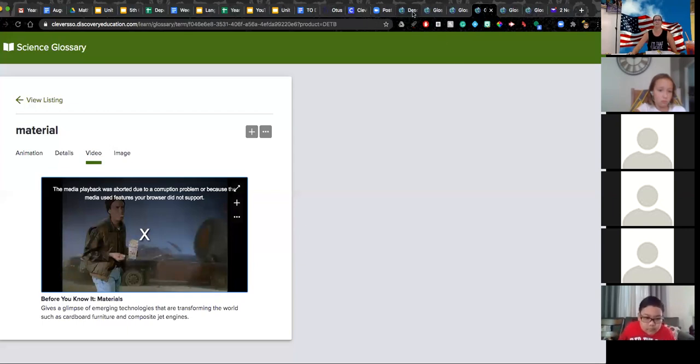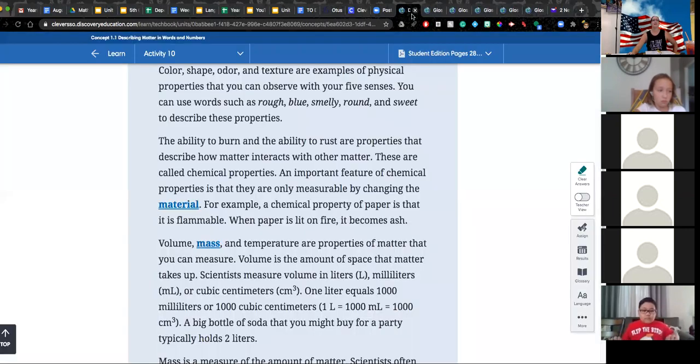Bill Nye's awesome. I love Bill Nye's videos. So he was just going through and sharing different materials and new materials and how materials can be used in new ways. Cardboard furniture seemed pretty interesting to me. I probably wouldn't want to use it outside where it's going to get all wet when it rains and everything.